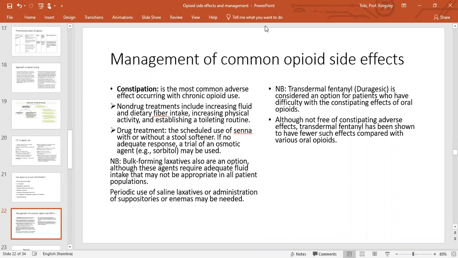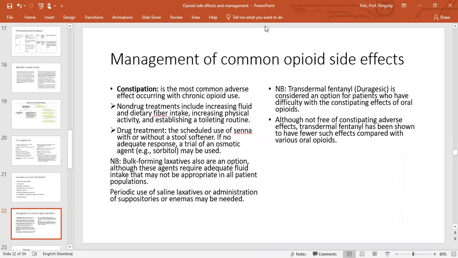What you do for patients who are constipated from opioid use is you want to increase fluid and dietary fiber intake. You want to increase their physical activity and give them a toilet routine. Some of us, when we wake up in the morning, we go to the bathroom. It must happen every day. And sometimes, especially when we are toilet training our children, we just tell them every 4 hours. So for patients like this, you have to give them an established toilet routine. Increase fluid, increase activity, increase dietary fiber intake.